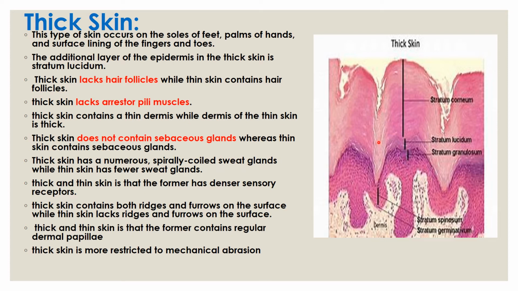So the main difference in the thick and the thin skin is the absence and the presence of a stratum lucidum. Then the thick skin also lacks the hair follicles, the erector pili muscles, and the sebaceous glands. The dermis of the thick skin is thin, and it is convergent with the dermal papillae. The thick skin has the sweat glands, but in the thin skin, the sweat glands are more numerous, and the thick skin is mainly subjected to the mechanical abrasions.